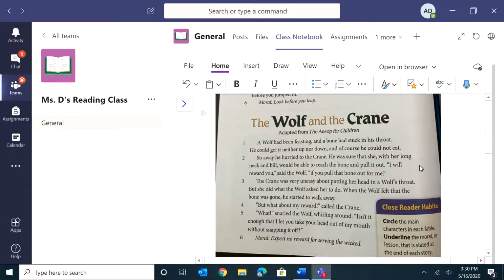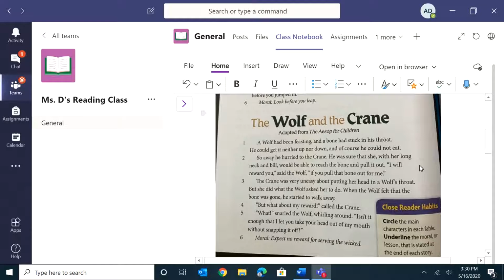He was sure that she, with her long neck and bill, would be able to reach the bone and pull it out. "I will reward you," said the wolf, "if you pull that bone out for me." The crane was very uneasy about putting her head in a wolf's throat, but she did what the wolf asked her to do. When the wolf felt that the bone was gone, he started to walk away.